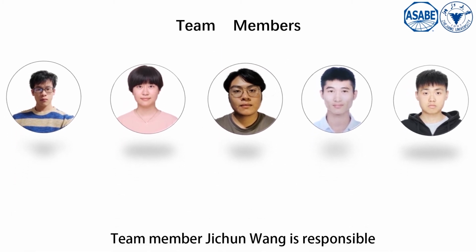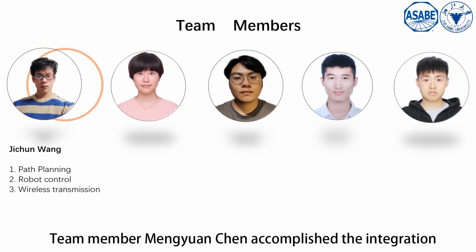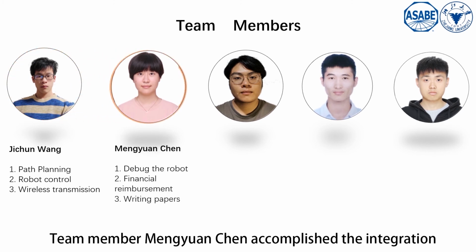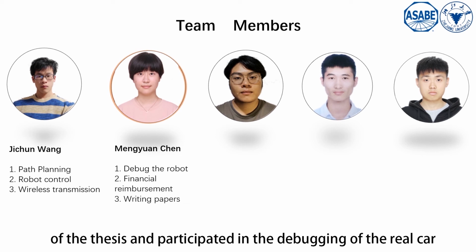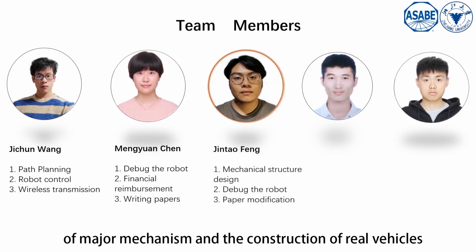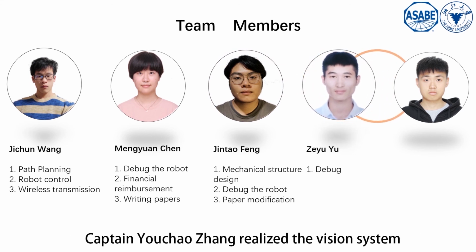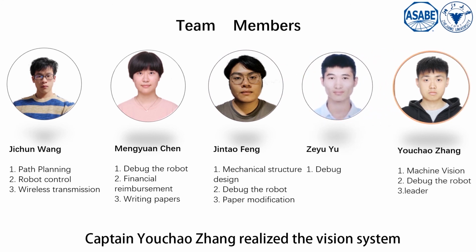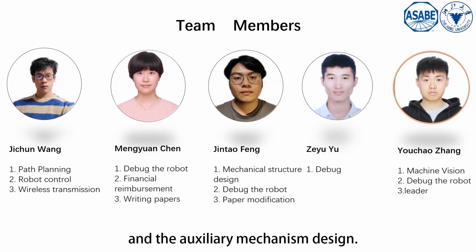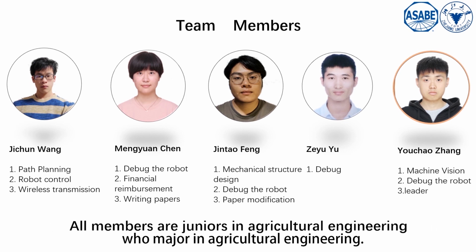Team member Jichun Wang is responsible for the main program code and subsequent debugging. Team member Mengyuan Chen accomplished the integration of the CSys and participated in the debugging of the real car. Team member Jintao Feng finished the design of the major mechanism and the construction of the real vehicles. Team member Zeyu took part in the debugging of our robot. Captain Youchao Zhang realized the vision system and auxiliary mechanism design. Other members are junior students who major in agricultural engineering.